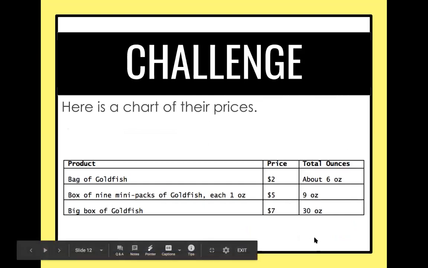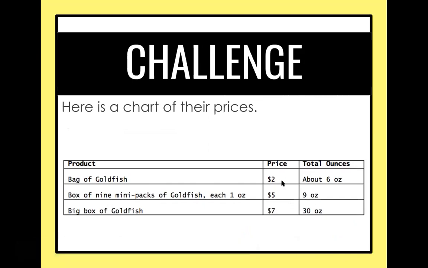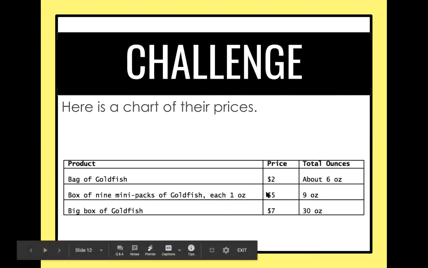And I've created this chart of their prices to help you out. So the bag of Goldfish costs $2, and I got about 6 ounces. I apologize, I've said 7. We're going to round that to 6. I got about 6 ounces. And a box of 9 mini packs of Goldfish, each one 1 ounce, is $5. So 9 ounces cost about $5. And a big box of Goldfish is $7 for 30 ounces.